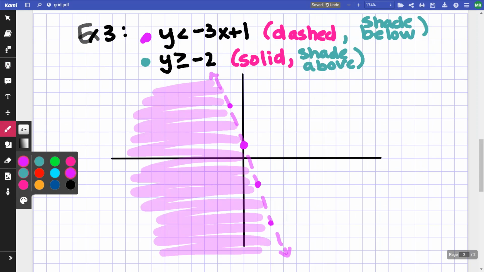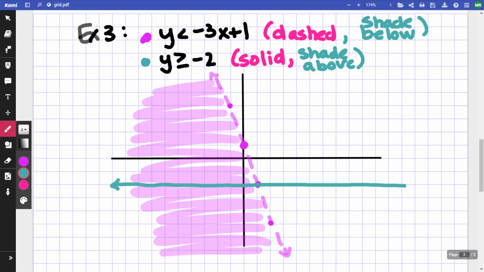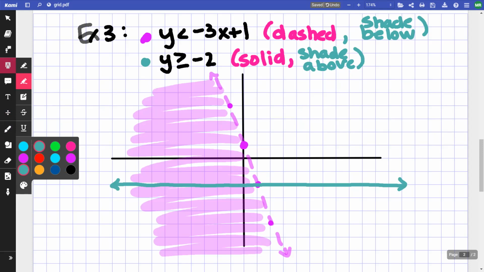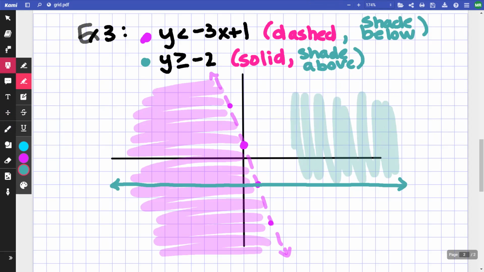For my other one, which is going to be my teal one, this is going to be a horizontal line at y equal -2, and it's going to be a solid line. And for this one, I'm going to shade above. So when I'm shading above, I'm shading everything above this line.